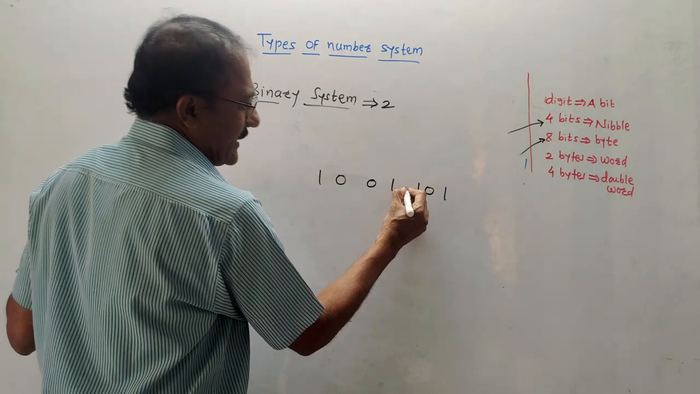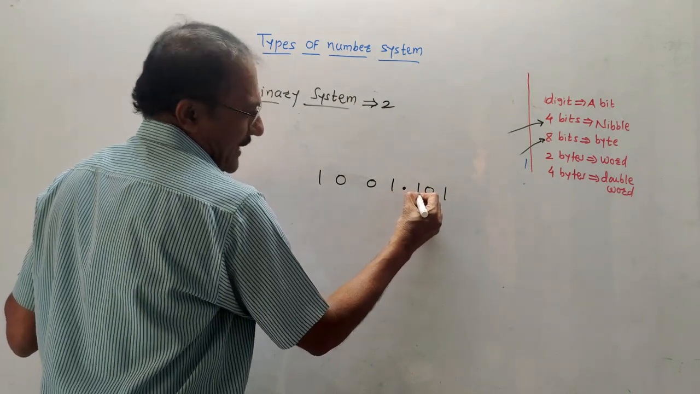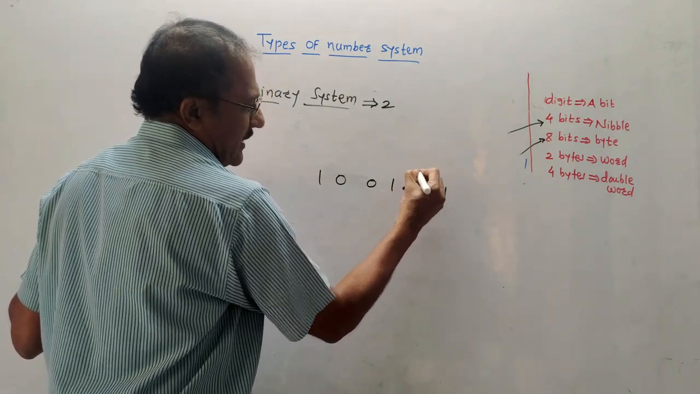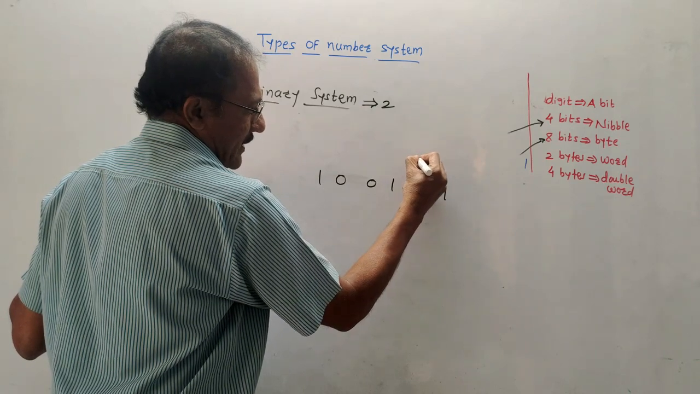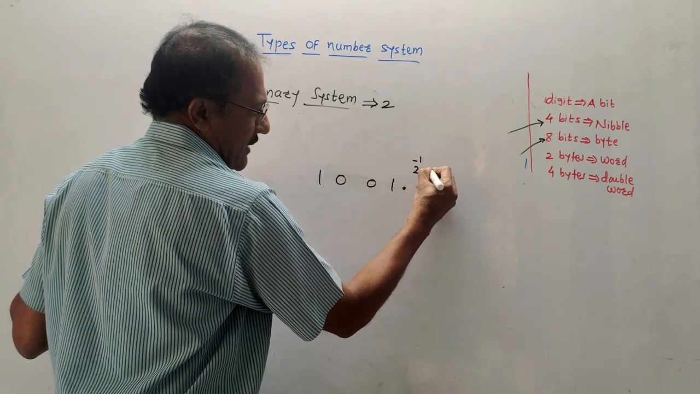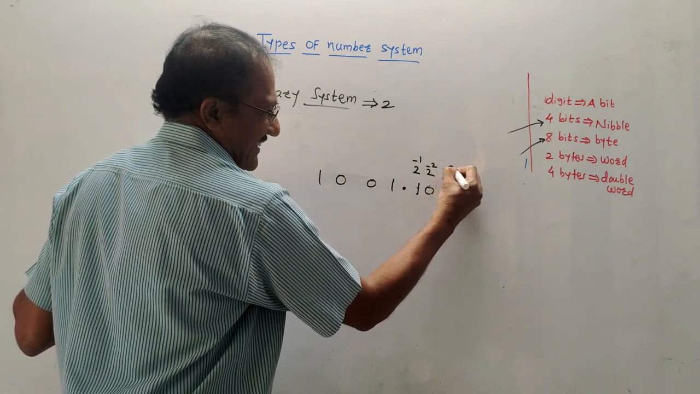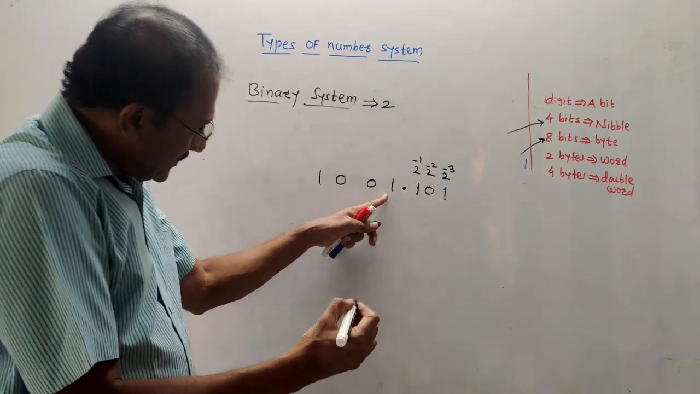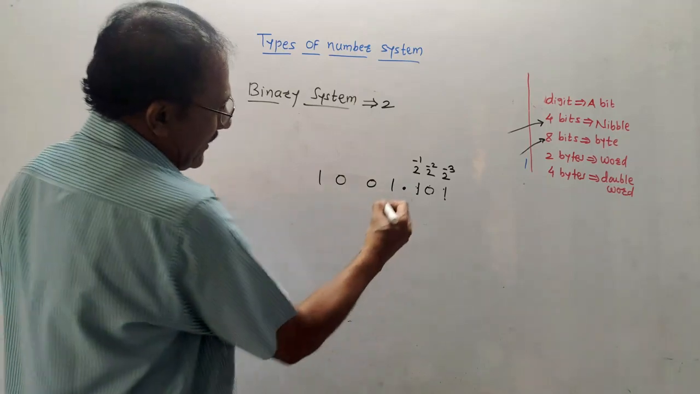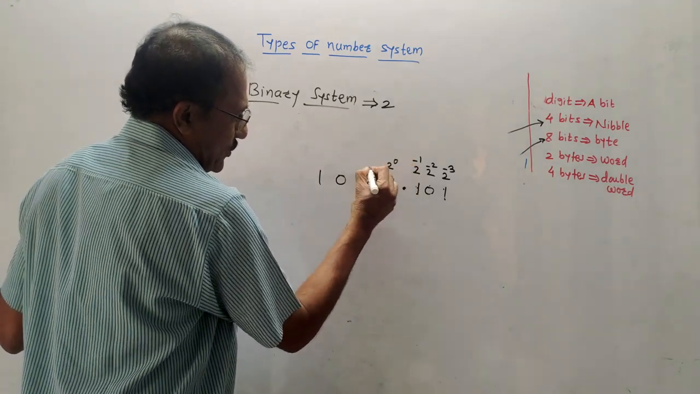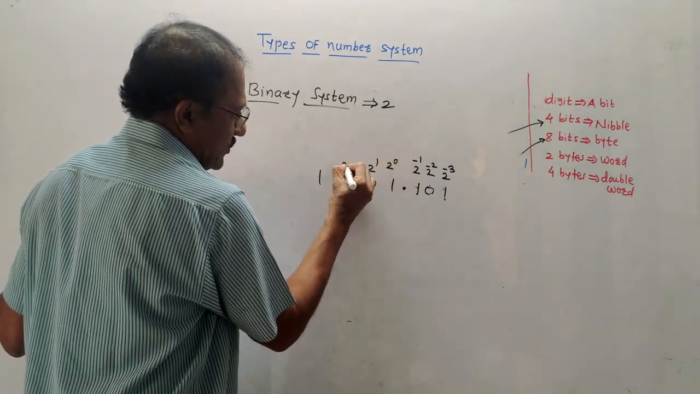For example, this is the decimal point, so for the first bit, this 1, I will write the multiplying factor 2 raised to minus 1. For the 0, the multiplying factor will be 2 raised to minus 2. For this 1, it is 2 raised to minus 3, and so on. This one is just before the decimal point, so the multiplying factor will be 2 raised to 0. This is 2 raised to 1. This is 2 raised to 2.